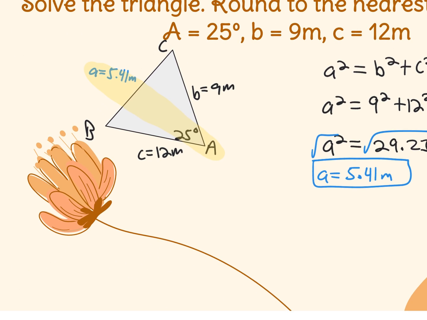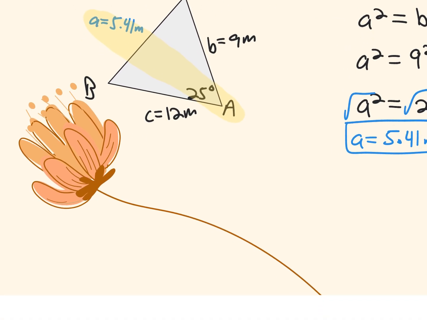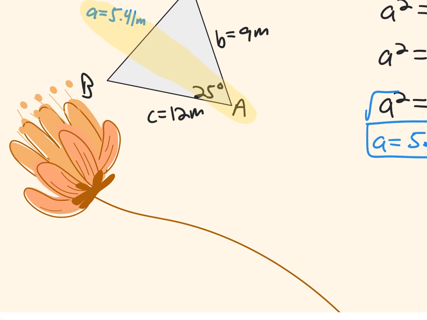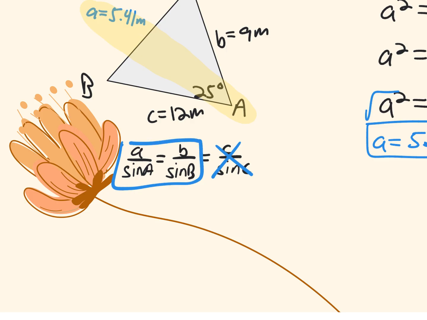It doesn't matter which one you find, B or C. Let's try B. Again, your law of sines is A over sine A equals B over sine B equals C over sine C. If you're just looking for B, you don't have to include the C part of it. Let's just do this one.